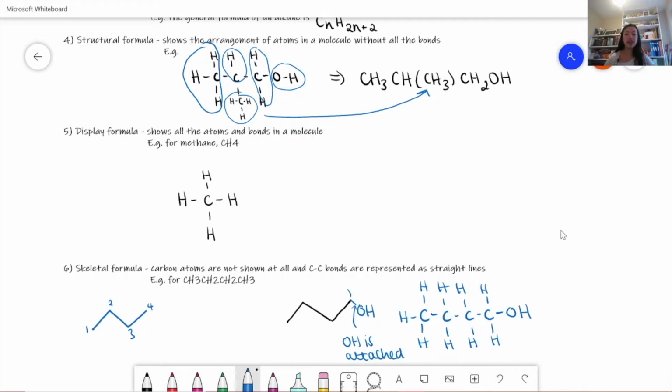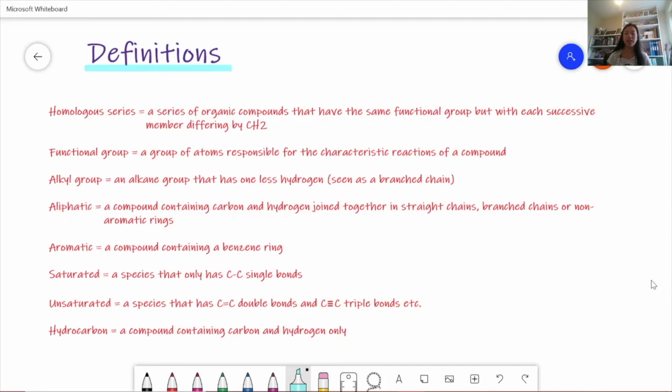It's attached to this carbon here, which is the fourth carbon. So first, we're going to quickly run through some definitions. The first definition is a homologous series.